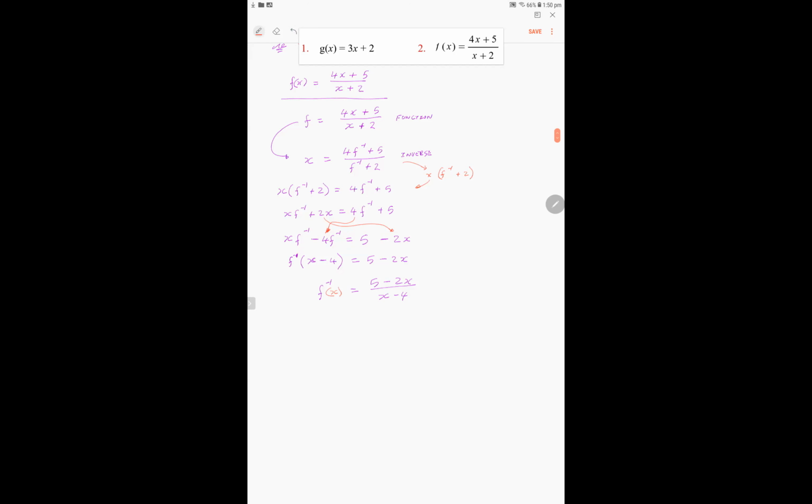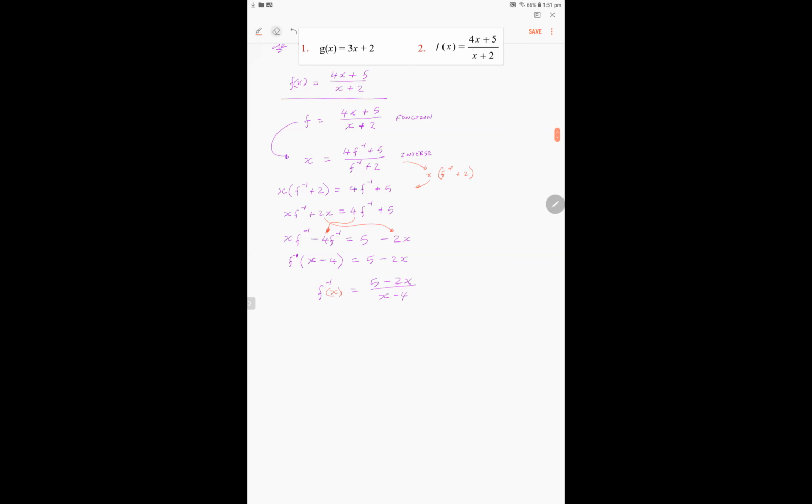And then to leave f to the minus 1 as the subject, we take this and we divide it under here, x to the minus 4. That leaves f to the minus 1 as the subject. And I will just put in the of x last, because the question will say find f to the minus 1. If I leave it without that, it is still correct. No problem. It's the same thing. Whether I put it there or I leave it. And basically, that's it.